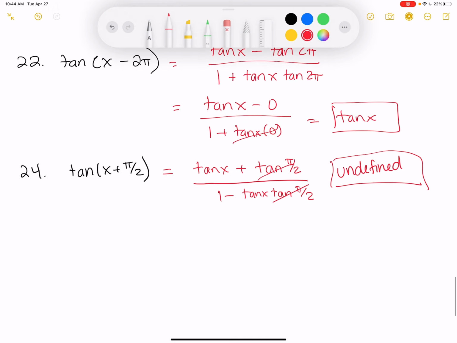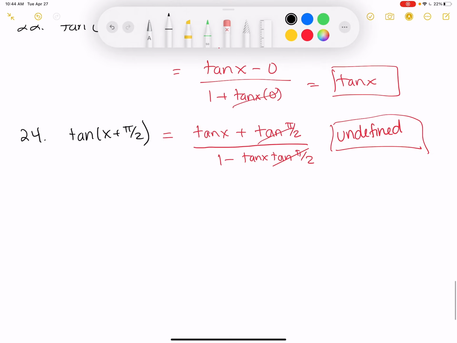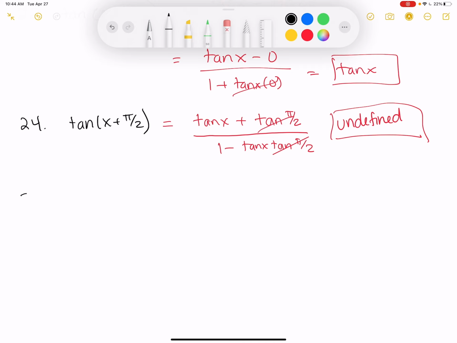All right, let's do one more together, and then I'll have you do one on your own. A nice one to learn: cosine of x minus 3 pi over 2. Yes, okay, so you have cosine x times cosine of 3 pi over 2, plus sine x times sine of 3 pi over 2.